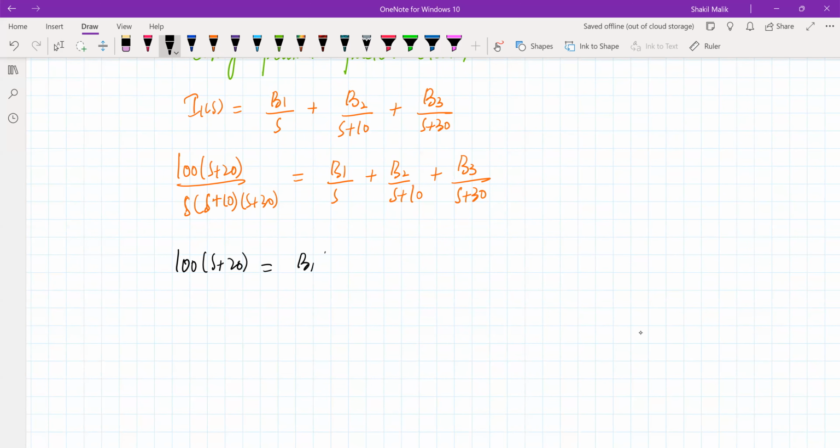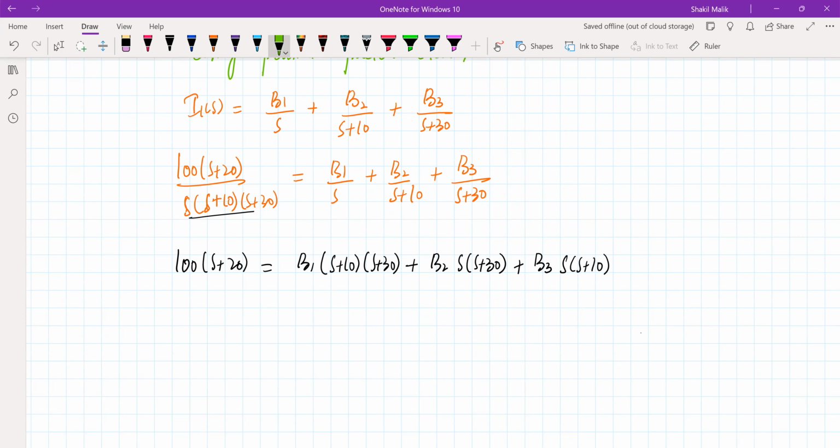Now S and S will get cancelled. So we'll be left with S plus 10 and S plus 30 when we multiply both sides by this denominator term. So plus B2, S plus 10 will get cancelled, so we'll be left with S into S plus 30. And in the third term, S plus 30 will get cancelled. We'll be left with S into S plus 10.